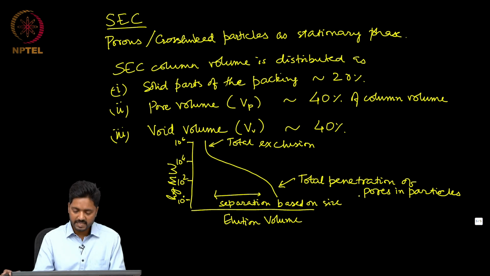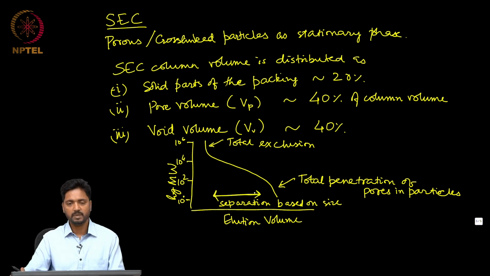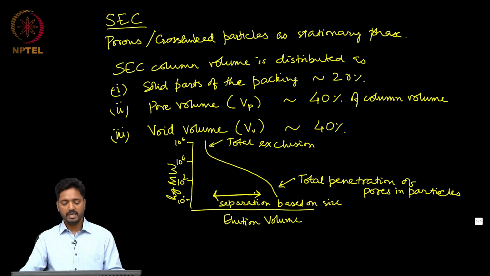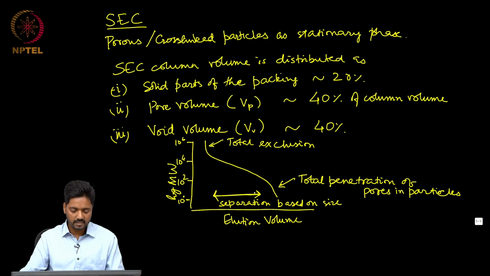So, both these extremes are of no particular use to us in the size based exclusion technique, and only the regime highlighted by the double sided arrows is of use to us, where a linear change in the molecular weight, log molecular weight, happens with the elution volume.